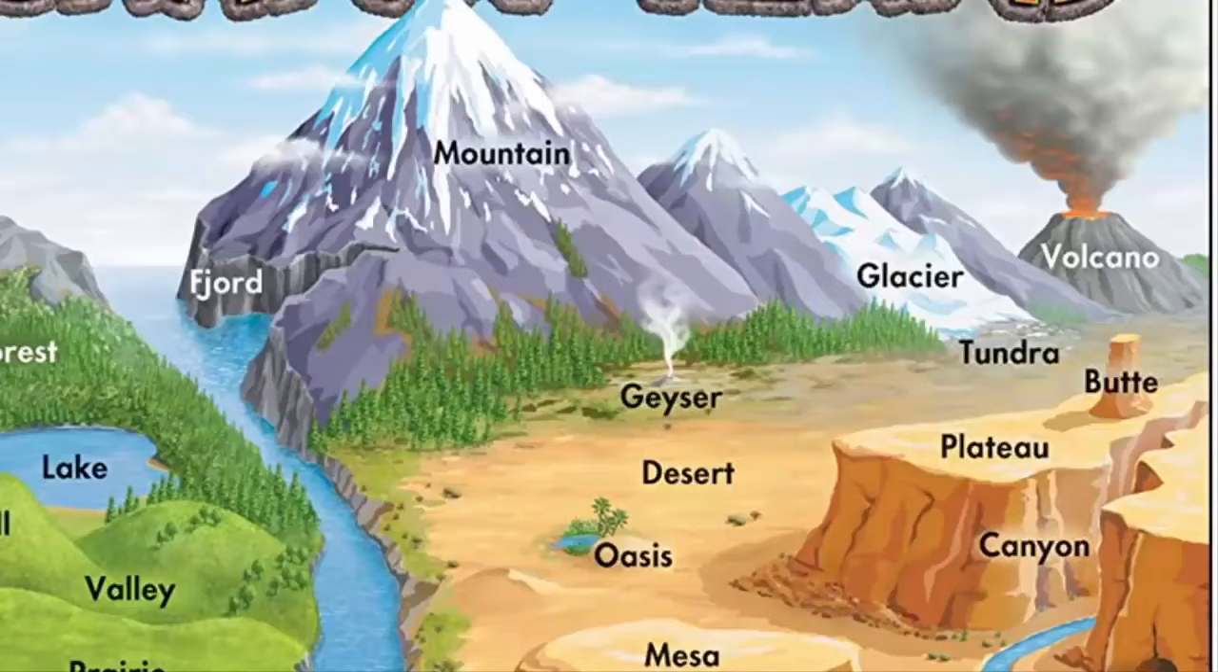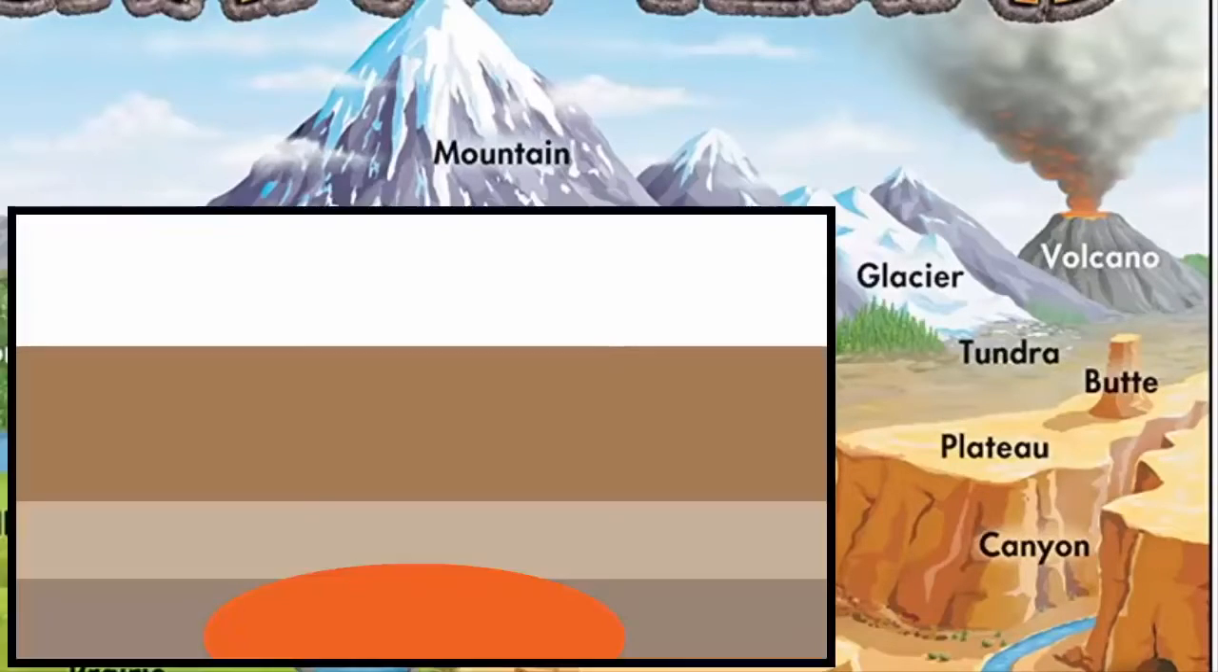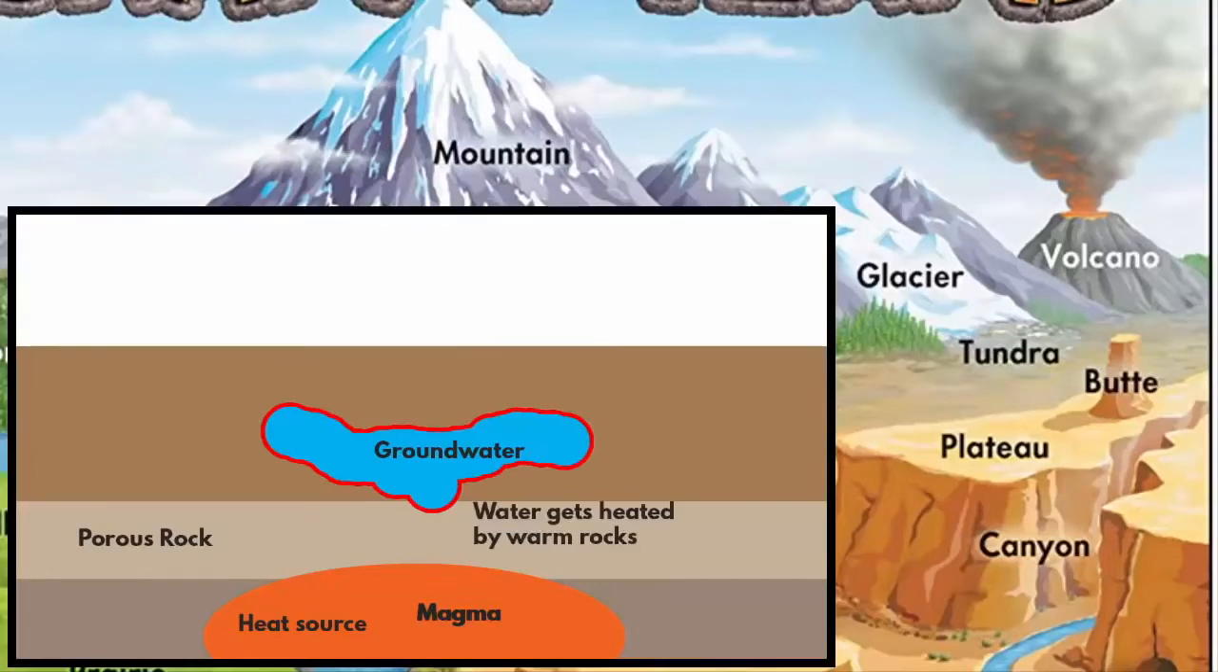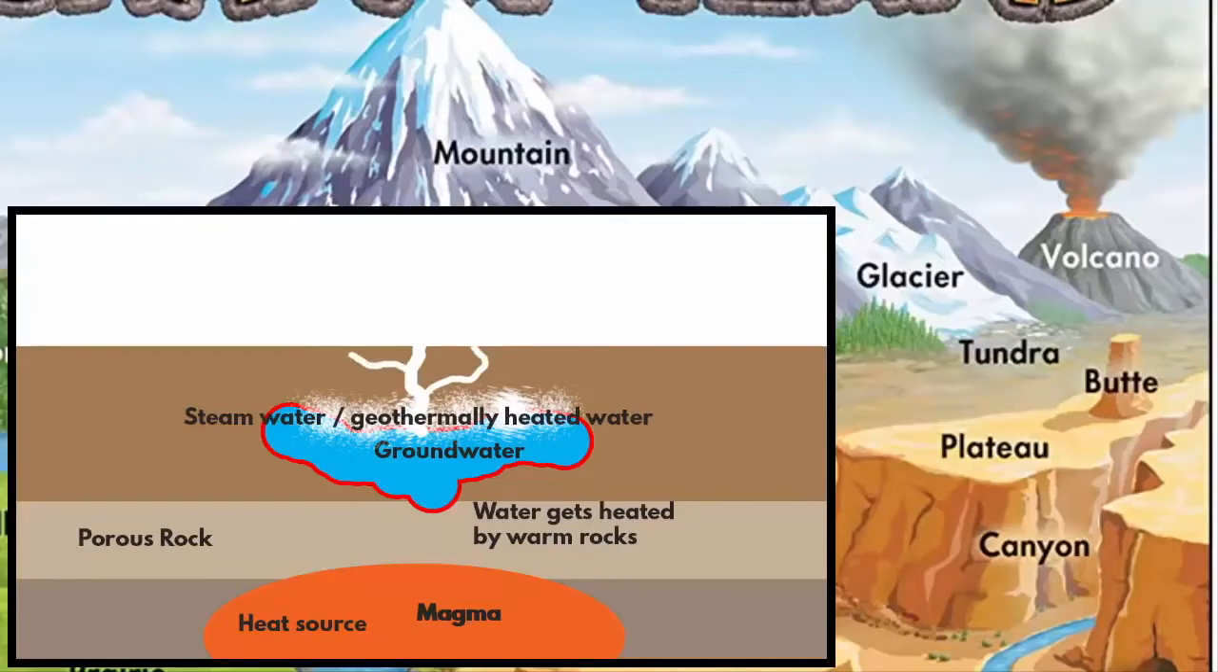The next one is geyser. Now geysers are like hot springs, where warm surface water comes out of the ground. So how does the water become so warm? When surface water comes in contact with rocks that are heated by magma, this is called geothermally heated water. It then rises towards the surface by the process of convection. And this warm water comes out of the surface through porous and fractured rocks.